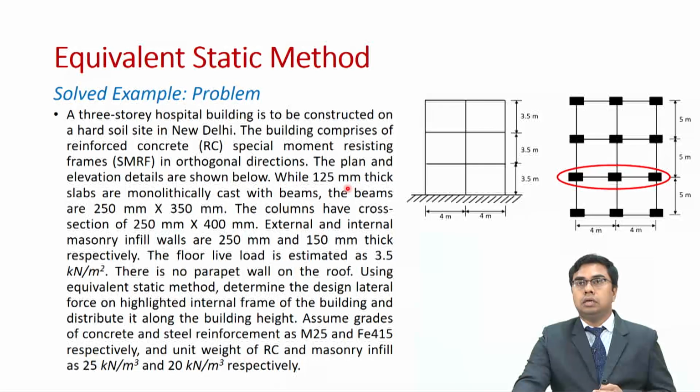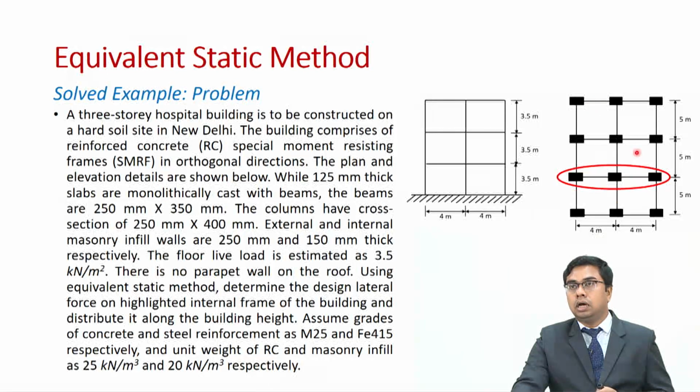and our slabs are monolithically cast with the beams. The slabs have a thickness of 125 millimeters. The beams have a cross section of 250 millimeter by 350 millimeter. The columns have a cross section of 250 mm by 400 mm as shown over here. So, you can see that this dimension will be 400 mm and this dimension will be 250 mm. There are two types of walls. All these external walls are 250 mm thick and these internal walls are 150 mm thick respectively.